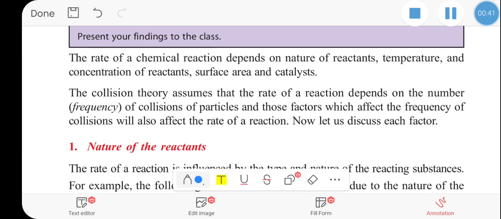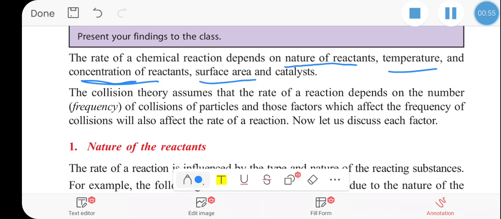The rate of chemical reaction depends on the nature of reactants, temperature, concentration of the reactants, surface area and catalyst. These five factors affect the rate or the speed of chemical reaction.